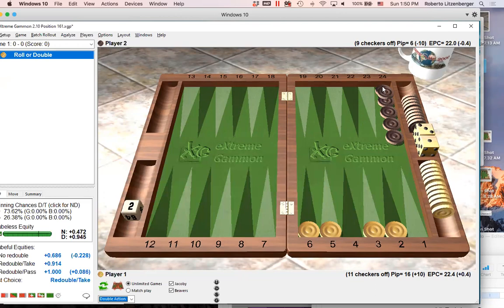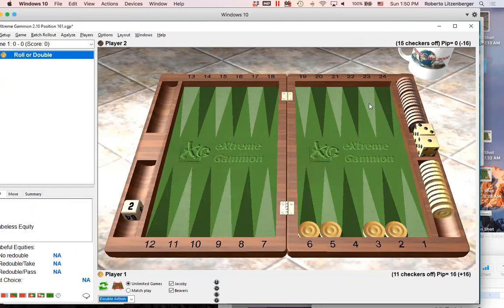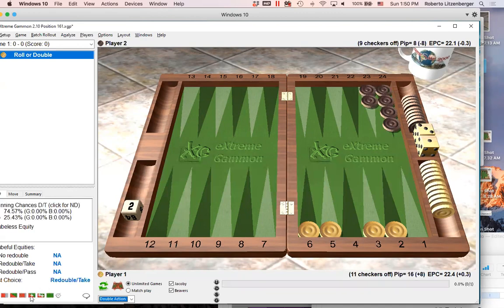But again, you're not going to see that as often. But as we were saying, you will see this. Any improvement is an improvement from the reference position. This is a take as well.